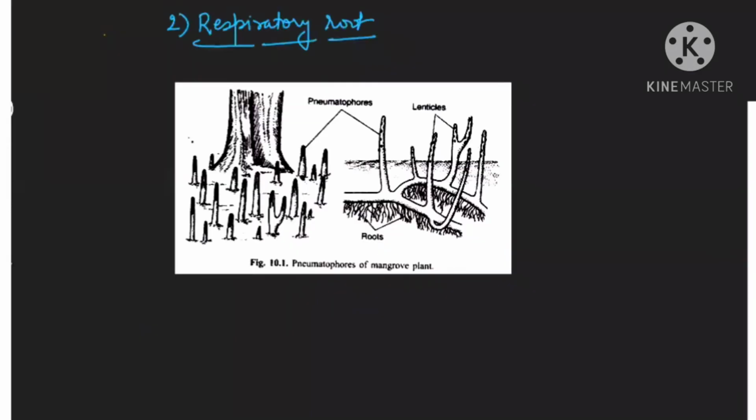Now the next modification of taproots is respiratory roots. If you see, generally the roots are positive geotropic. Positive geotropic means they are moving towards the gravity. But if you see in this diagram, you are finding these roots are not moving towards gravity. They are moving away from gravity. So these are your pneumatophores which are showing negative geotropic. Okay, so pneumatophores are showing negative geotropic.